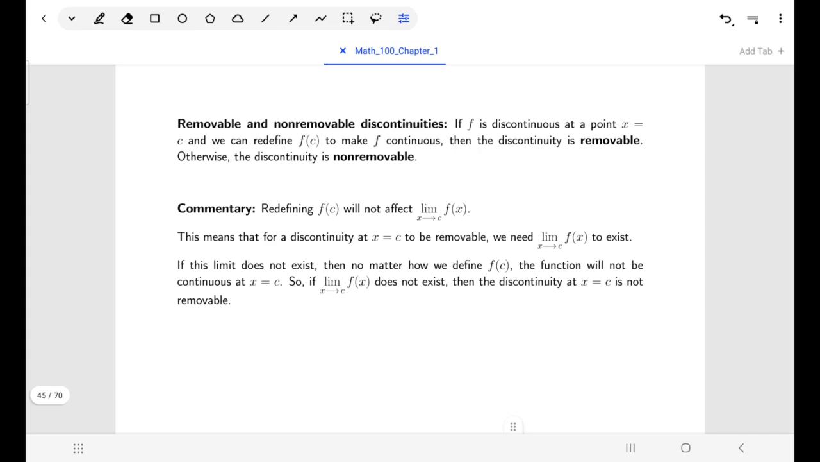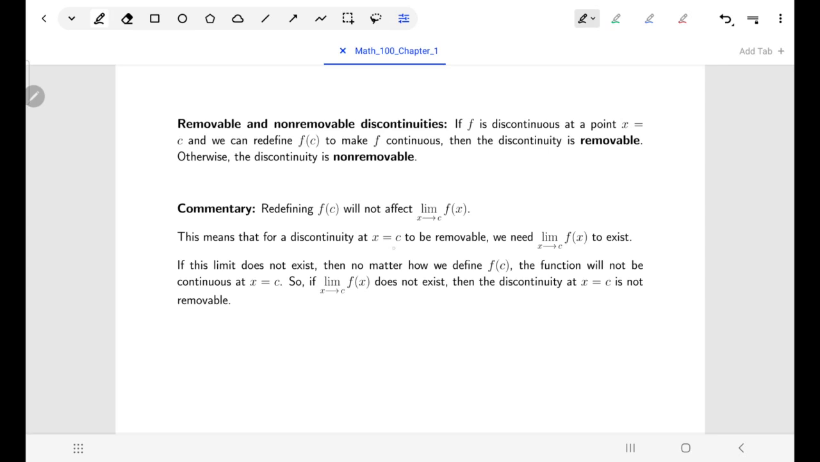Removable in the sense that if I redefine my function f of x at that point where the discontinuity is, can I fix it? Can I fix my problem? So just circling back on my graph for a second here, there are definitely ones where you can fix the problem because we're changing one little point, and there are ones where you can't. And the thing to notice here, of course, is that redefining f of c is not going to change what happens near c. So in other words, your limit, you won't be able to change. But you will be able to change what happens at x equals c.